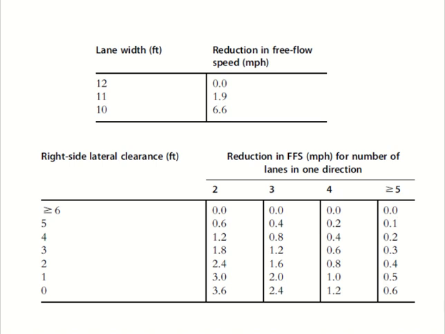Then the factor for right hand side lateral clearance: 6 feet is the ideal value, so anything 6 feet or more has a factor of 0. For anything less than that, we have a factor, and that factor depends upon the number of lanes in one direction.